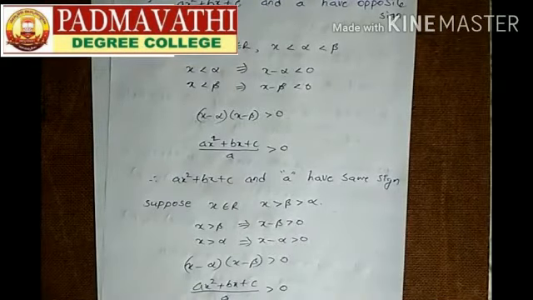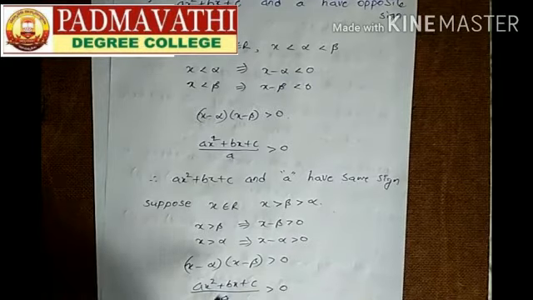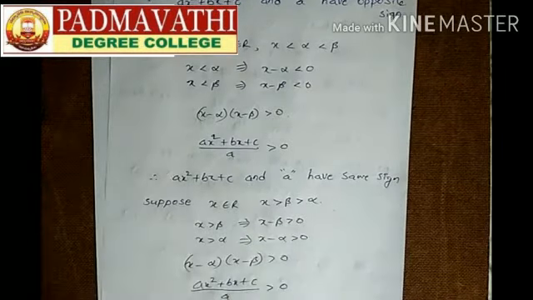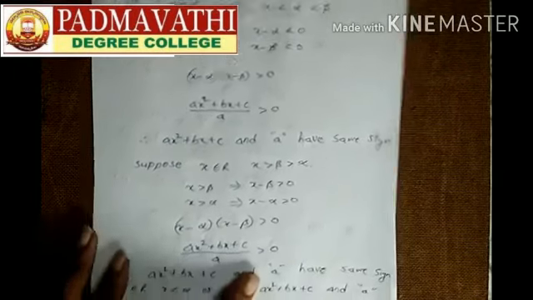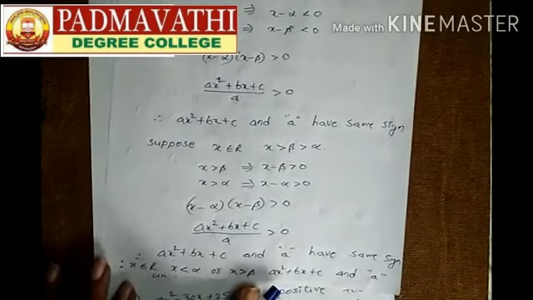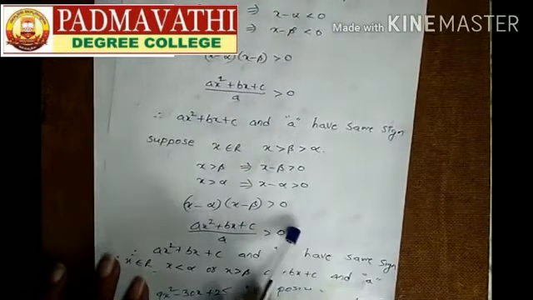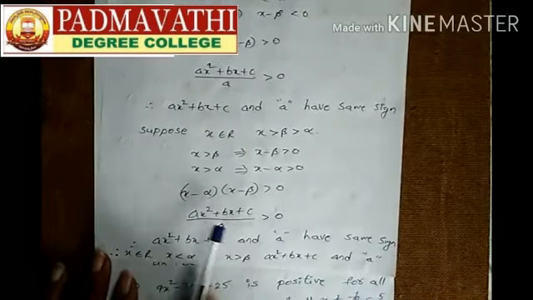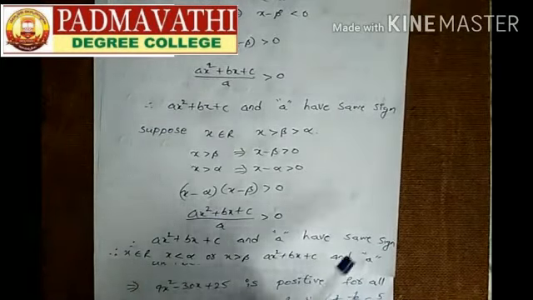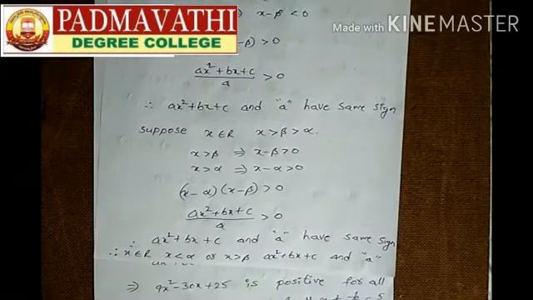In this case, x greater than beta means you can write x minus beta is greater than 0. x greater than alpha means you can write x minus alpha greater than 0. So the product of these two values: (x minus alpha)(x minus beta) greater than 0. Replace the expression value here. The expression (ax square plus bx plus c) by a is greater than 0. Greater than 0 means positive, and positive means both numerator and denominator have the same sign. ax square plus bx plus c and a will have the same sign.